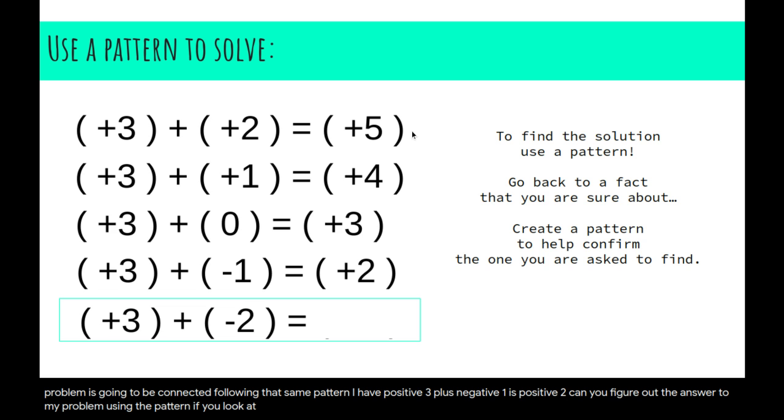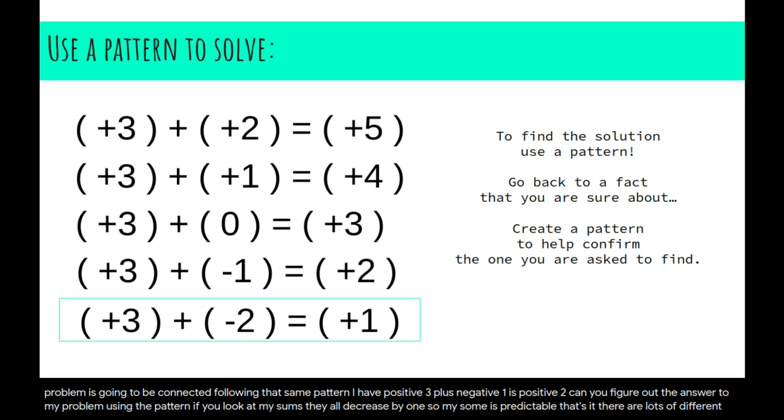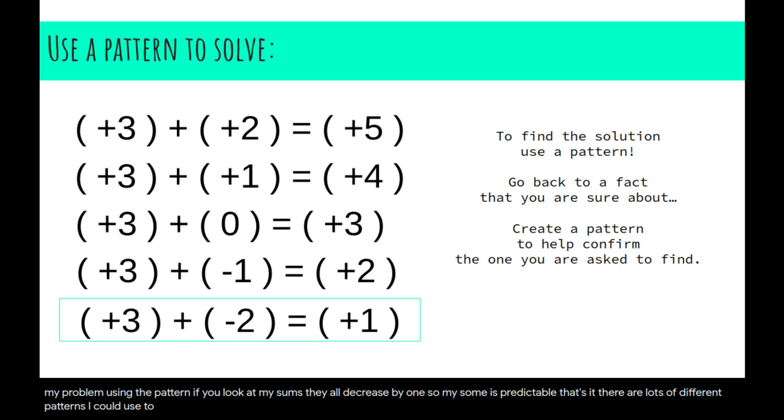If you look at my sums, they all decrease by 1. So my sum is predictable. That's it. There are lots of different patterns I could use to connect to my target problem. This is just one that I thought would be easy to use. Let's try another.